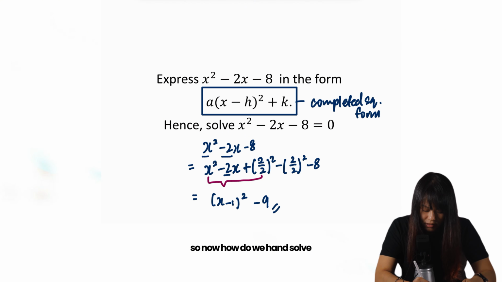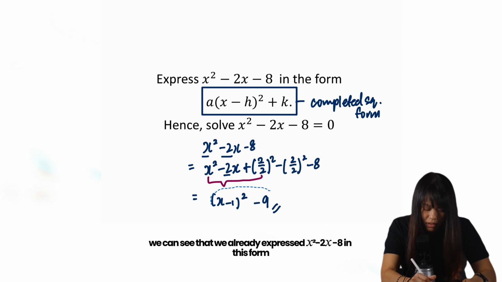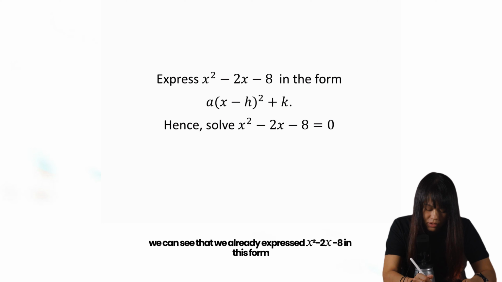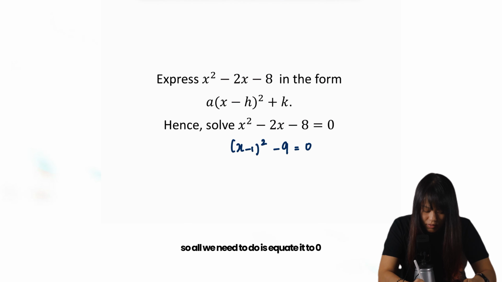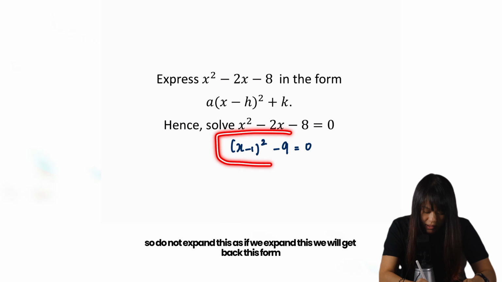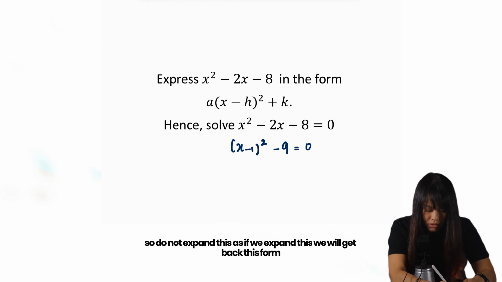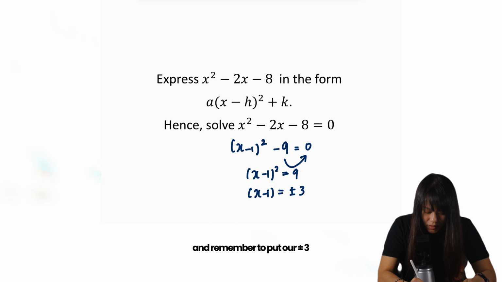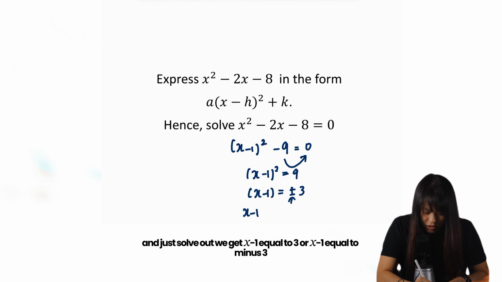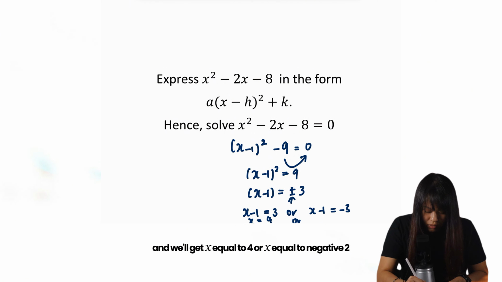Now how do we hence solve? We can see that we already expressed x² − 2x − 8 in this form, so all we need to do is equate it to 0. Do not expand this, as if we expand this, we will get back this form. All we need to do is bring the 9 over to the right side, take the square root on both sides, and remember to put our ±3 and just solve it out. We get x − 1 = 3 or x − 1 = −3, and we'll get x = 4 or x = −2.